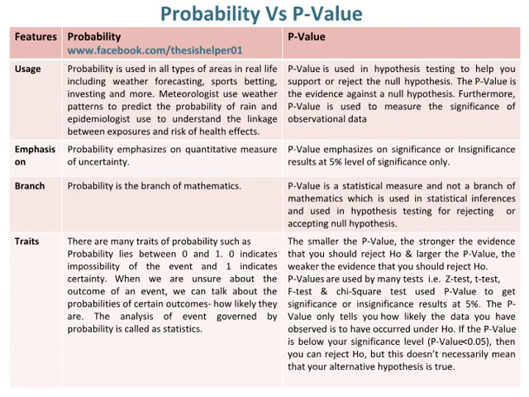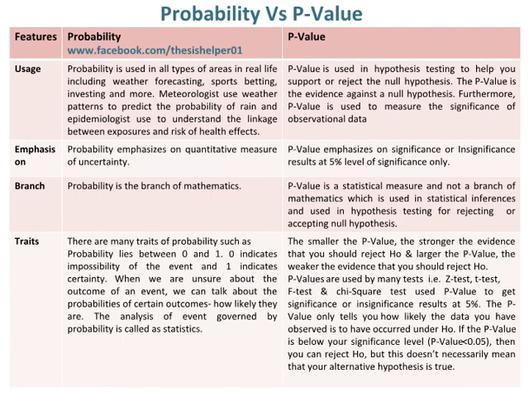Whereas, the smaller the p-value, the stronger the evidence that you should reject H0, and the larger the p-value, the weaker the evidence that you should reject H0. P-values are used by many tests, that is Z-test, T-test, F-test and chi-square test, which use p-value to get significance or insignificance results at 5%.